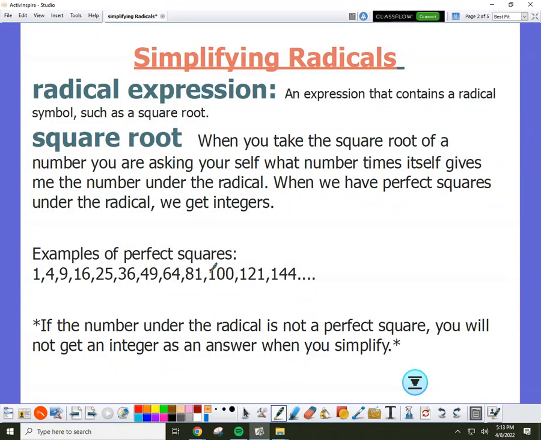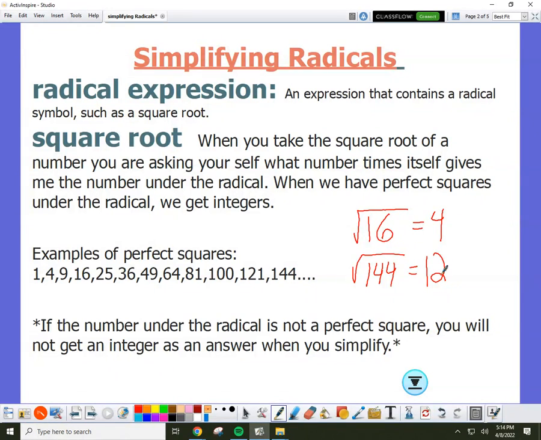Okay? You will remember from last year that if I asked you, what is the square root of 16? You ask yourself, hey, what number times itself gives us 16? And that answer would be 4, because 4 times 4 gives us 16. What if I ask the square root of 144? Our answer would be 12. 12 times 12 gives us 144. But what if it's not a perfect square?